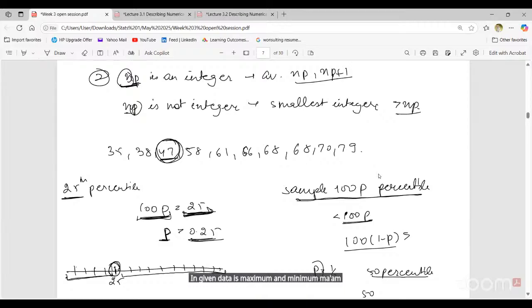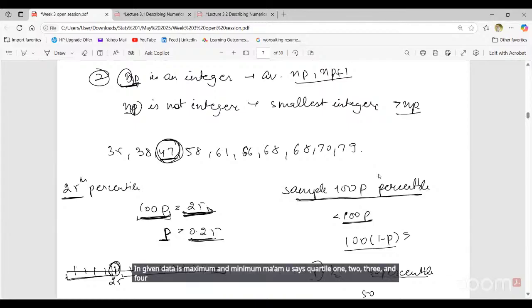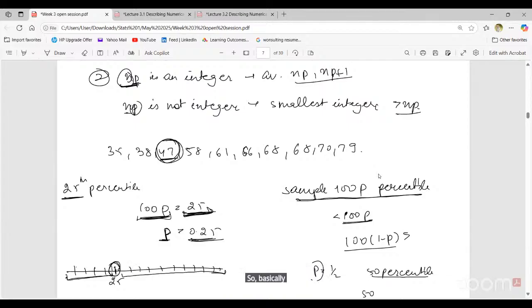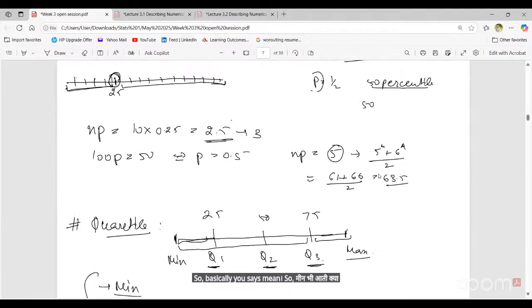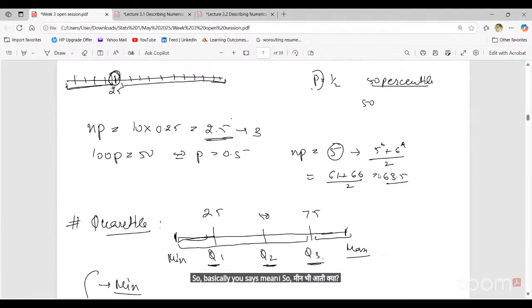Ma'am, you say quartile 1, 2, 3, and 4, we divide into 4 parts. So basically you say mean. Does the mean also come in the quartile range? Quartile is basically the number which divides the data.